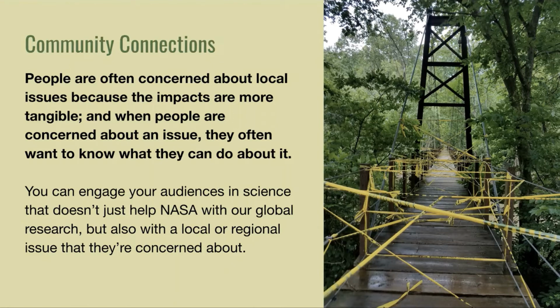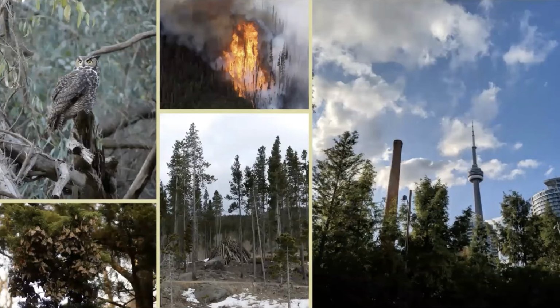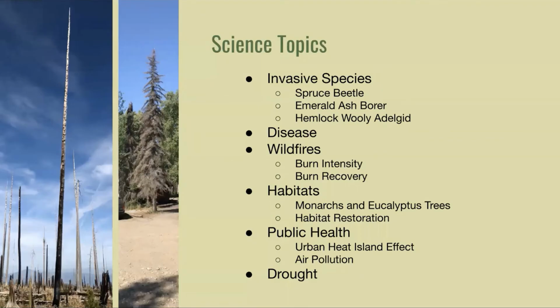If you're in a library, are they asking about books on a certain topic? When you're planning your programming, you may want to think about the animals that depend on trees, the threats that trees are facing, and how trees make our cities and communities better. So here are just a few examples of science topics that might be relevant to your site. You can ask, are there invasive species present, like spruce beetle, emerald ash borer, or hemlock woolly adelgid? Have your local forests been impacted by wildfires, disease, or drought?